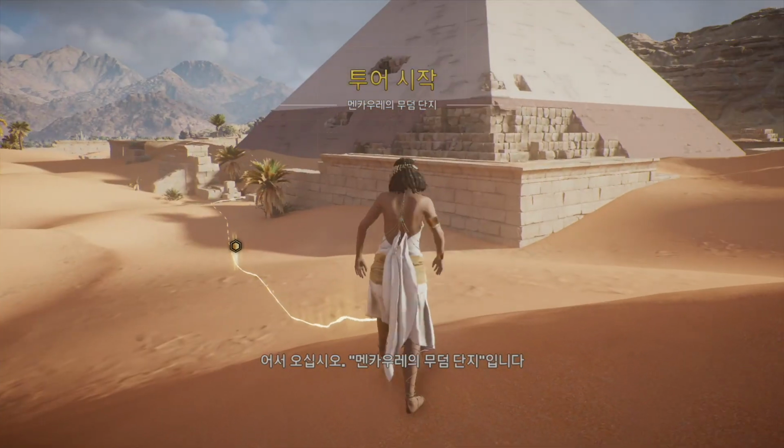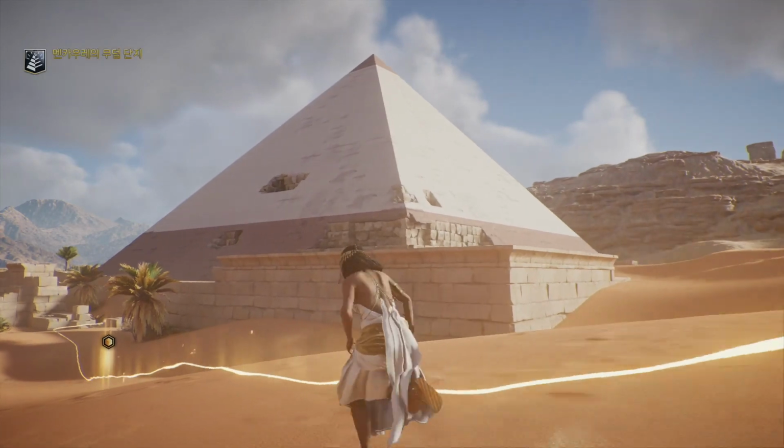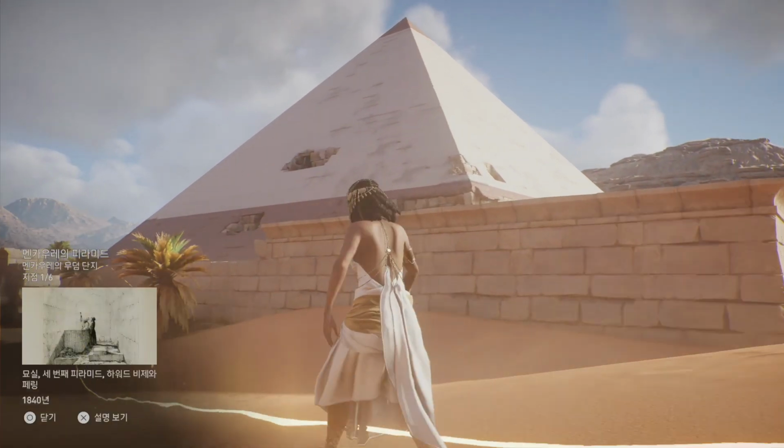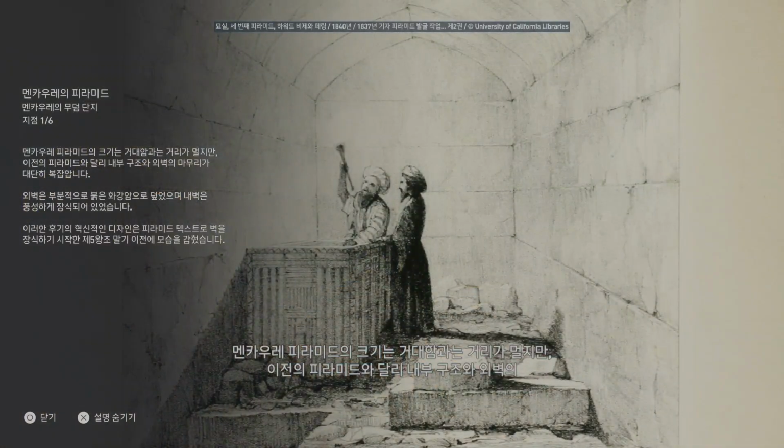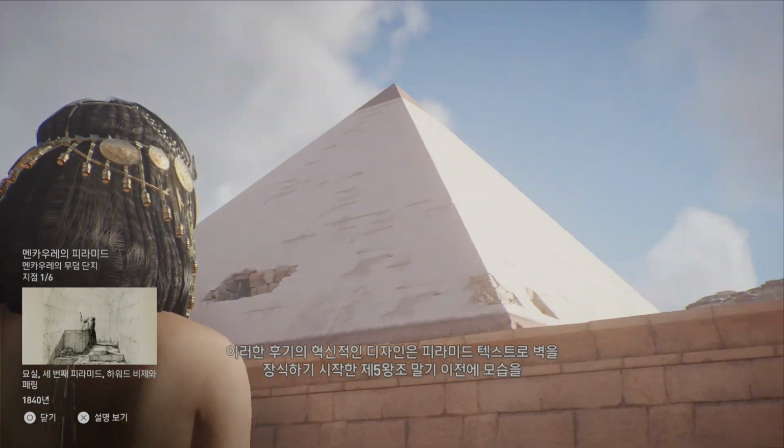Welcome to Mencara's Funerary Complex. The dimensions of Mencara's pyramid are much less grandiose. However, unlike its predecessors, Mencara's pyramid shows a great deal of complexity in its internal and external finish. The outside was partially covered in red granite, while the internal walls were richly decorated. This latter innovation would not catch on until the end of the 5th dynasty, when pyramid texts began to adorn the walls.